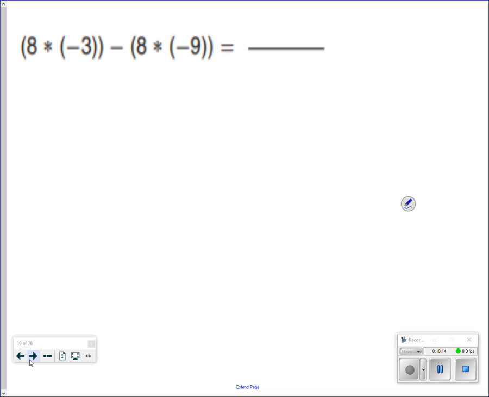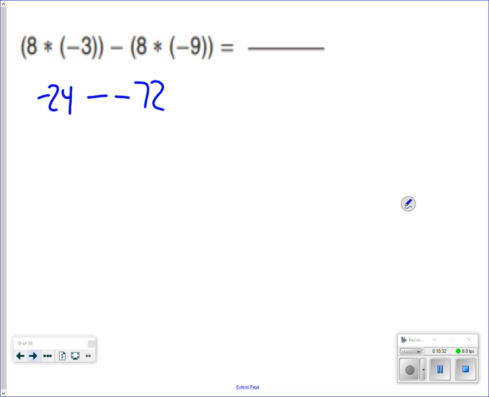Let's take a look here. We have multiple parentheses. We'll do these parentheses first. We have 8 times a negative 3, so we have a negative 24. I'm going to subtract it. We have to do these parentheses next. 8 times a negative 9, so I have a negative 72. Do you see how I kept those negatives in there?